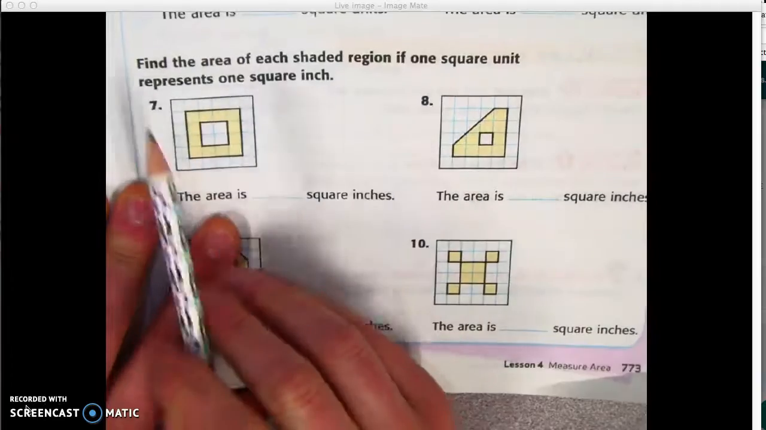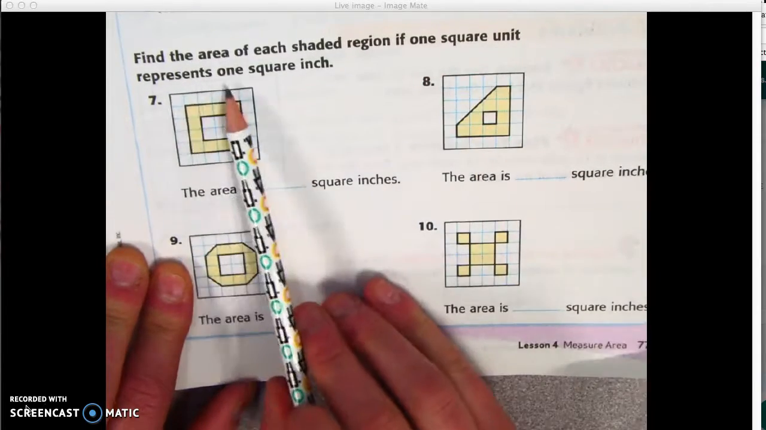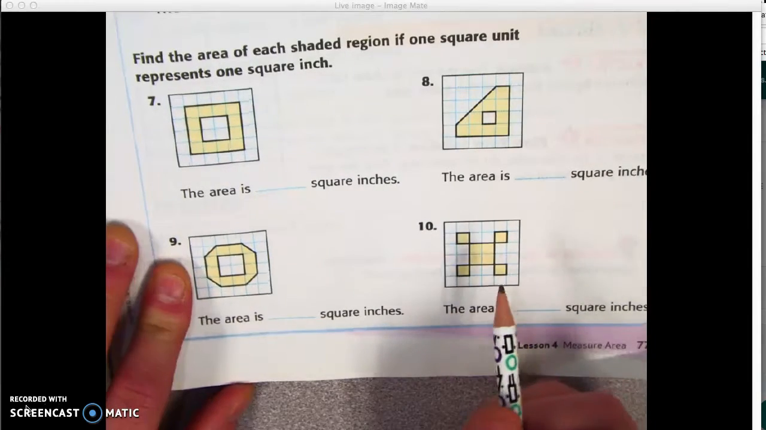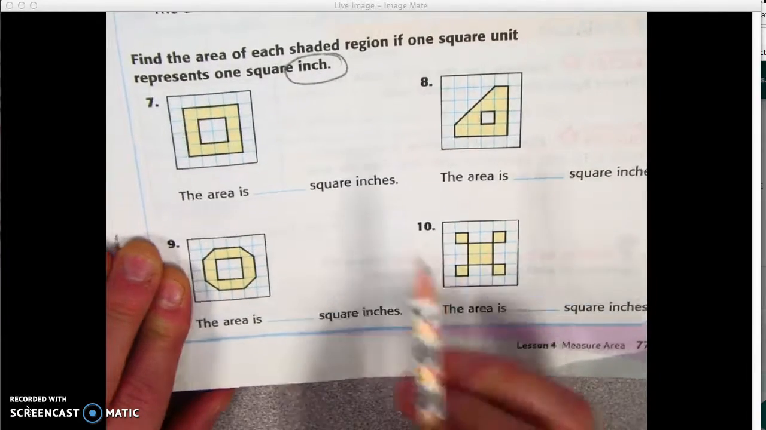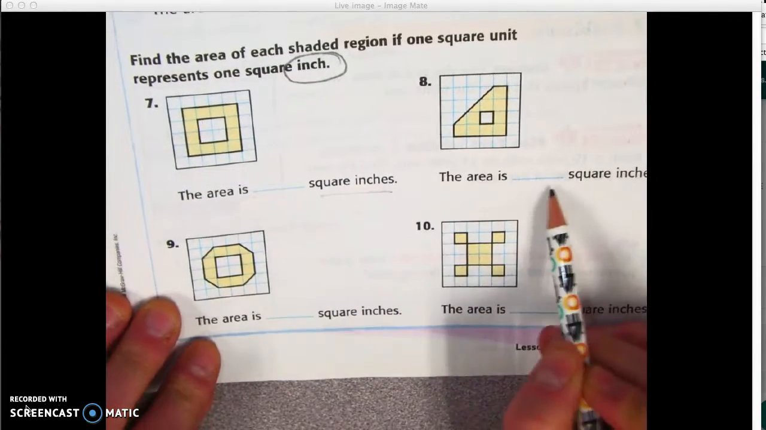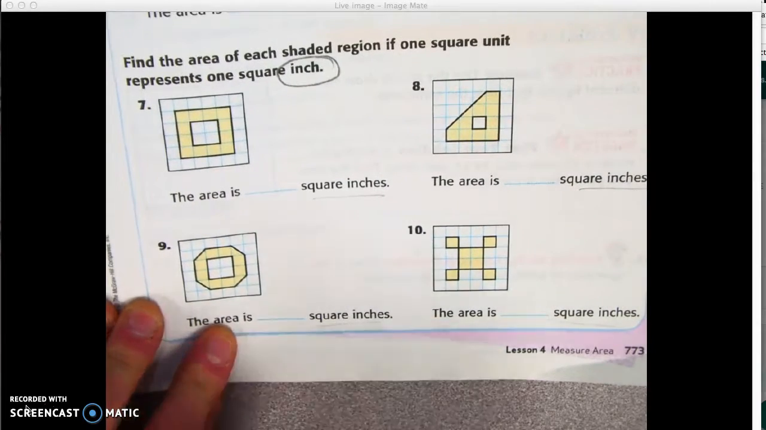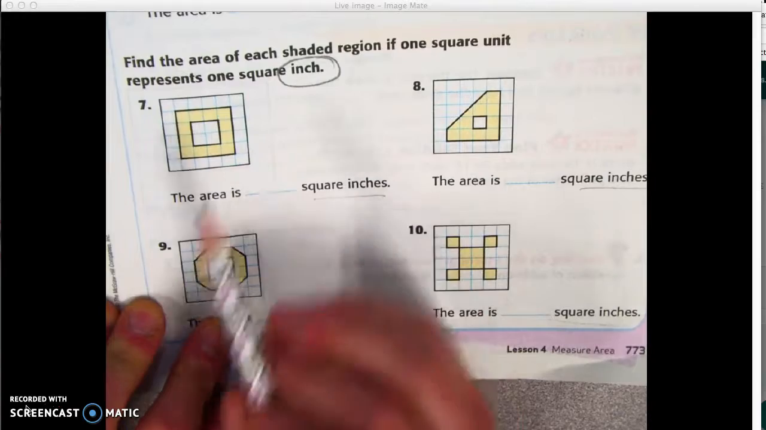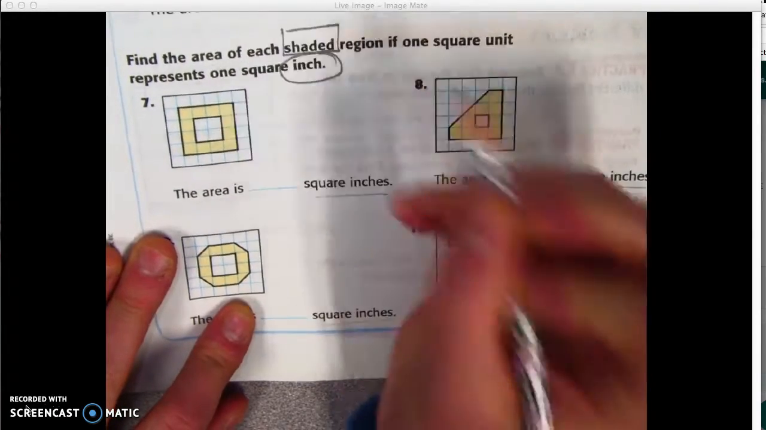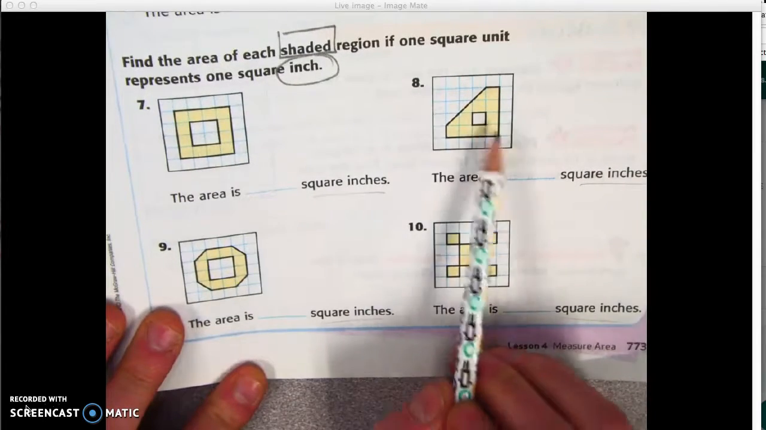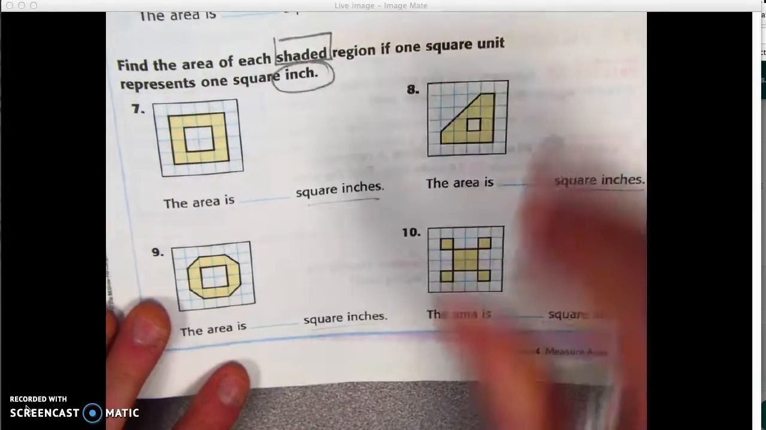Down here, find the area of each shaded region if 1 square unit represents 1 square inch. So they're saying that all of these are square inches, and they have that labeled for you, so you don't need to worry about it. But on a test, you'd need to label square inches, and all you're doing is finding out how many complete squares are shaded. Don't be confused, because notice parts of it are not shaded. So only find the shaded amount.